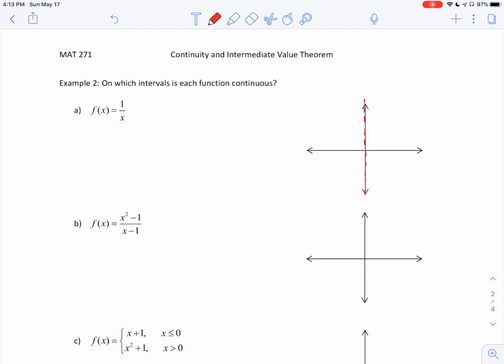Vertical asymptote at x equals 0, horizontal asymptote at y equals 0. And hopefully you remember generally what your 1 over x function looks like. It just has your two different branches in quadrant 1 and in quadrant 3. All right, so in this case, because it has a vertical asymptote at x equals 0, this is considered a non-removable discontinuity.